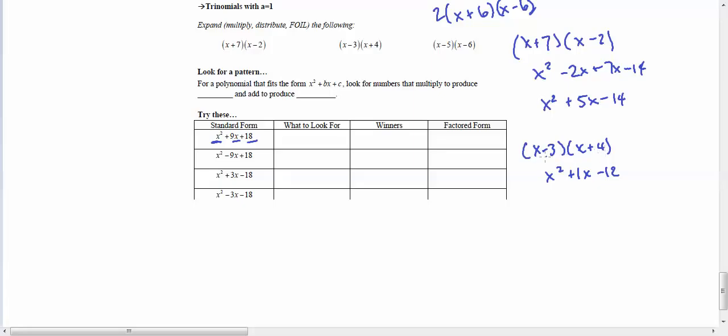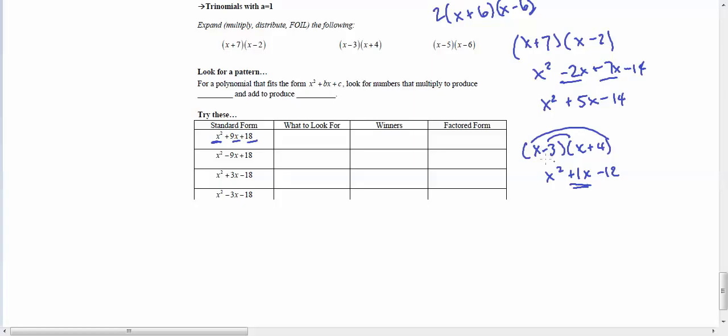All right, so I know that this number right here will come from the outers and the inners, right? The outer times the outer would be 4x, and the inner times the inner would be negative 3x. But I've already seen in the past that I can add those in the middle because they will be like terms. So negative 3 plus 4 is positive 1. All right? Good, good, good. We're speeding up this process here.